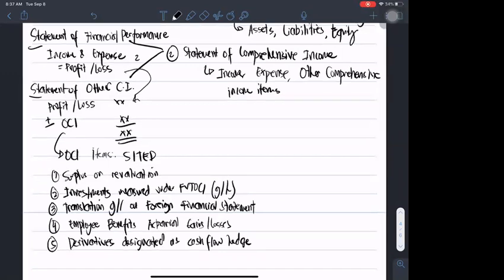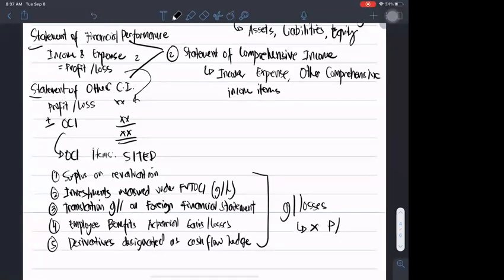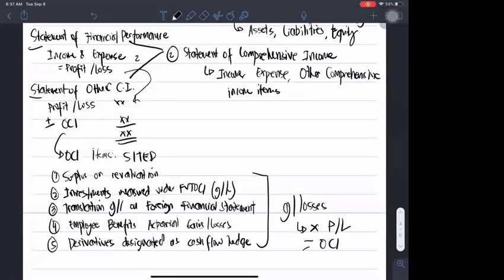As you can see, these items are again gains or losses. However, these gains or losses are not presented in profit or loss, but they are presented in your other comprehensive income. Take note, these items are still gains or losses. However, they are not presented in your profit or loss, but presented in other comprehensive income.